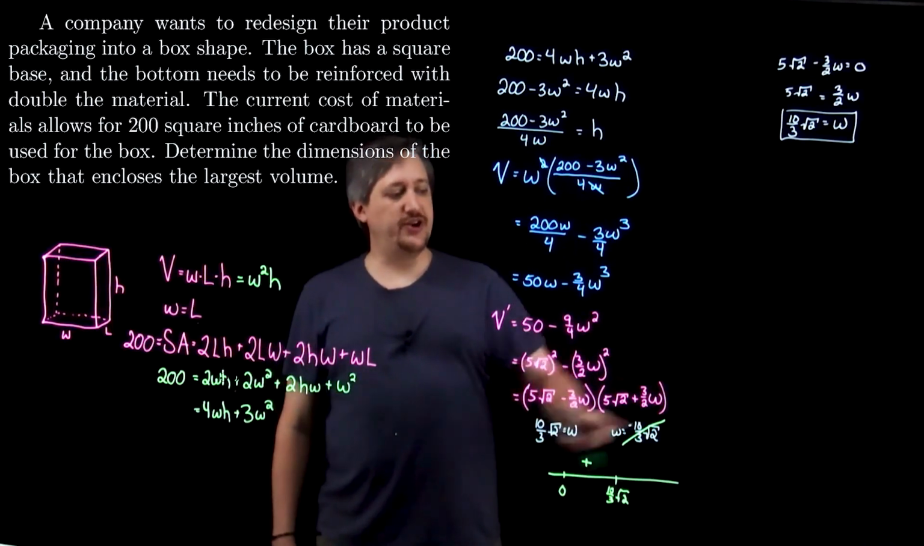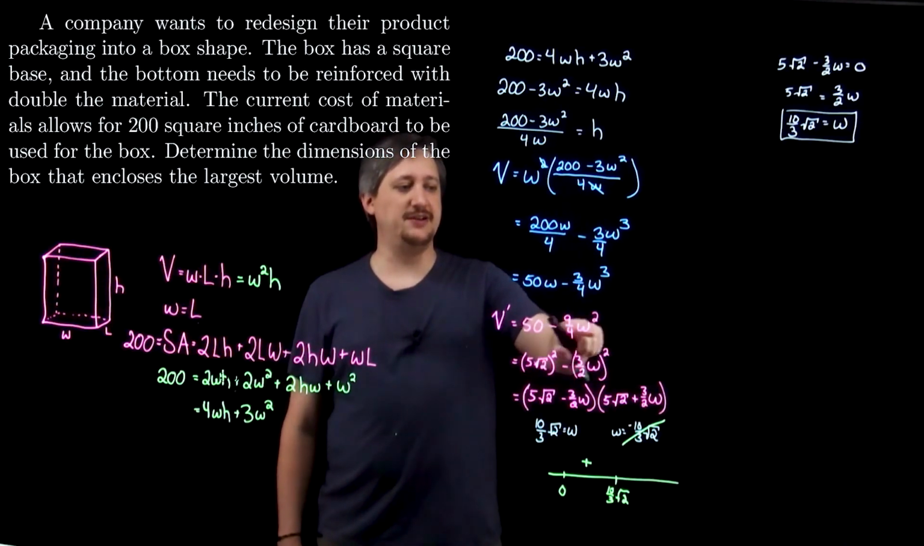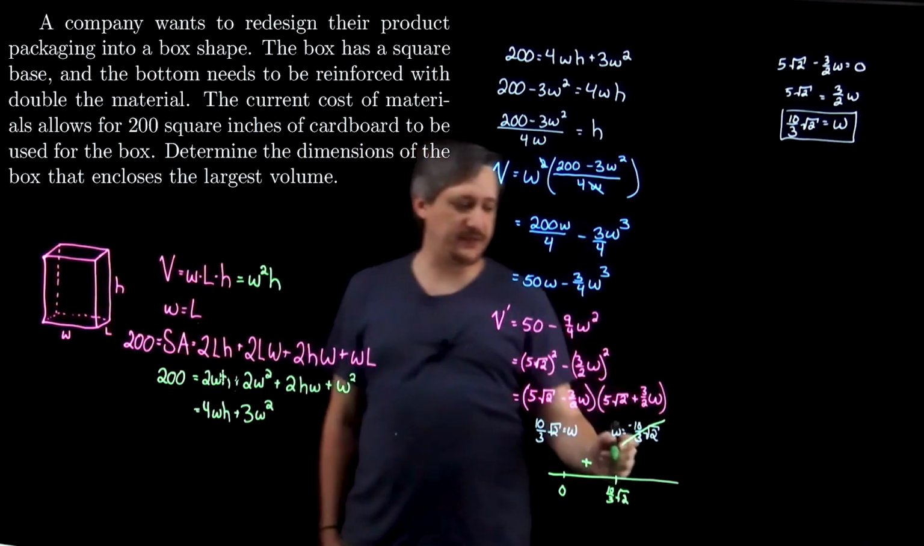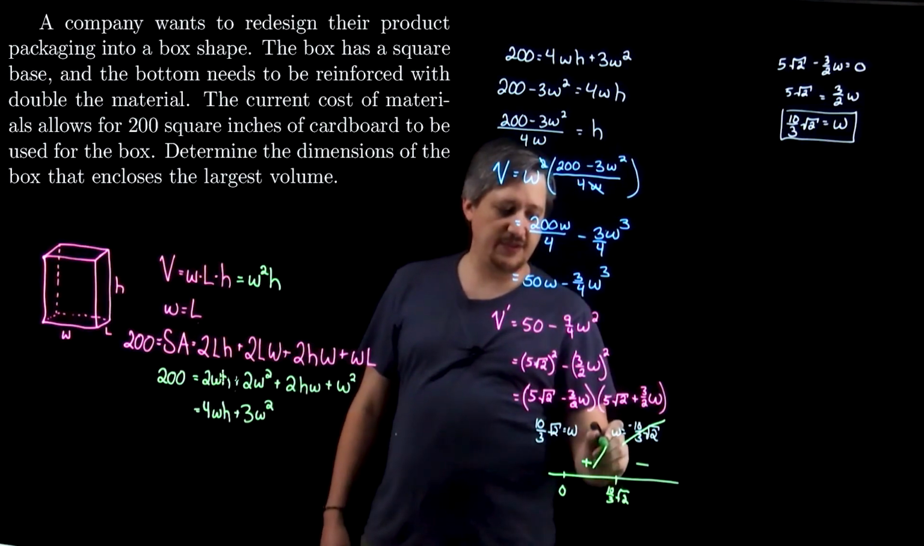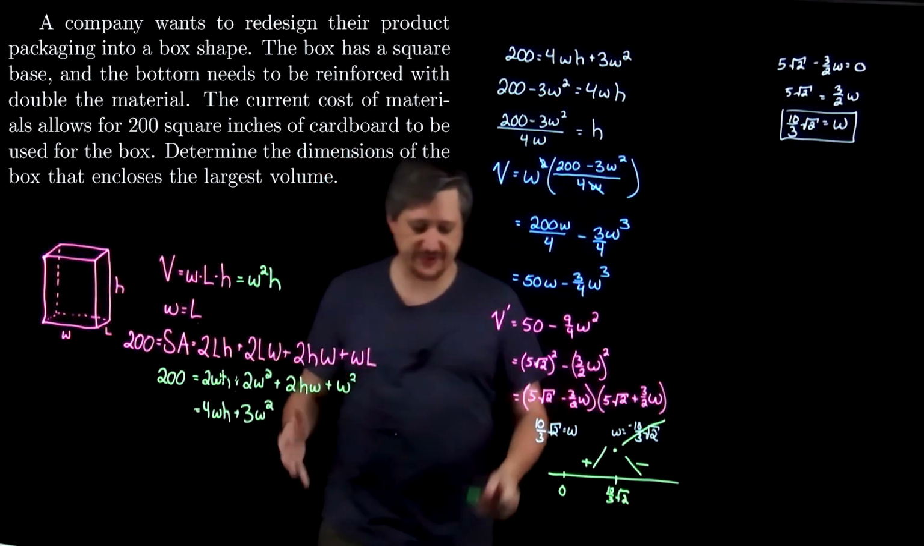And I could pick some ginormous number way off to the side, like positive 1 billion, in which case 50 minus some huge number is going to be definitely negative, meaning that this thing definitely goes up, then down. So I am indeed finding the maximum, okay? Which is good news, because that's what I wanted, right?